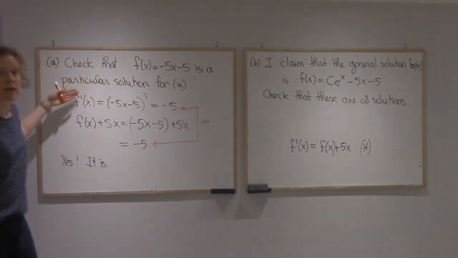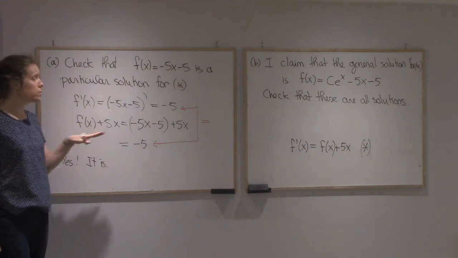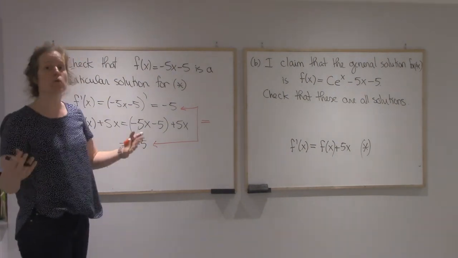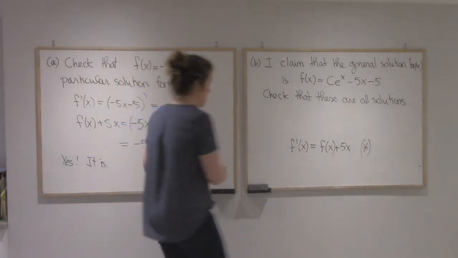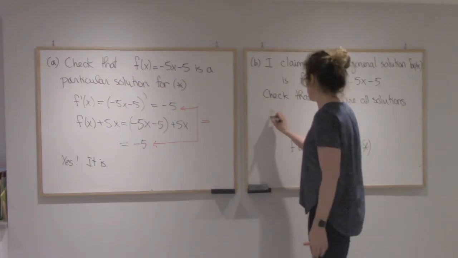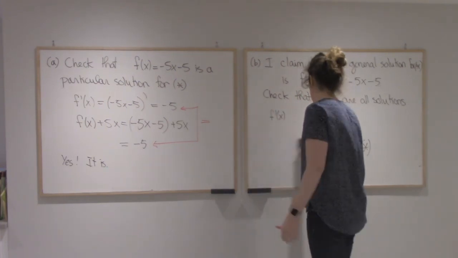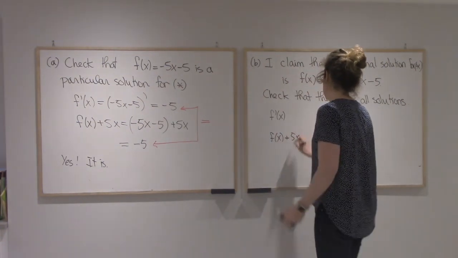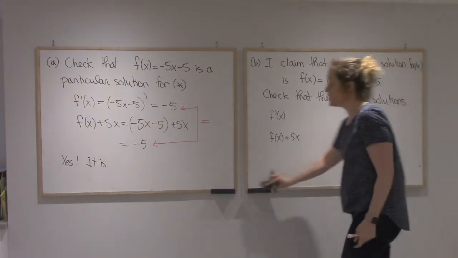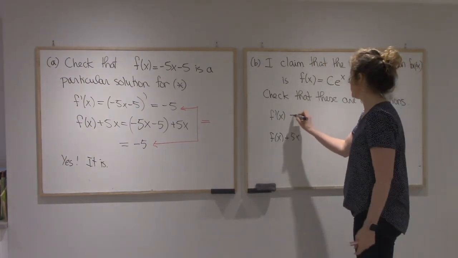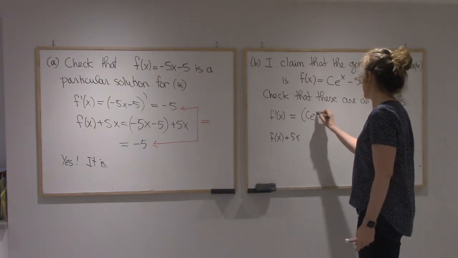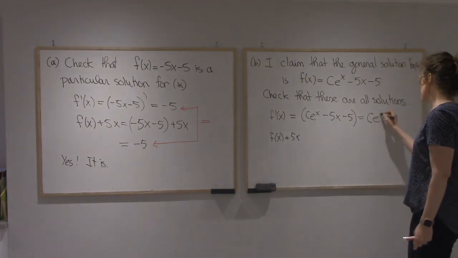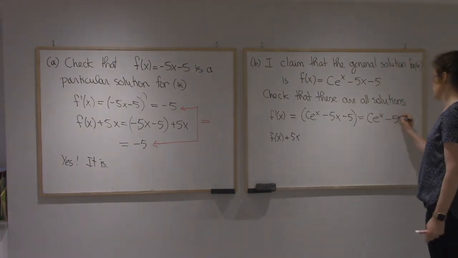So I'm going to do the same work I did here. I'm going to check that the two sides agree, except that instead of having one specific function, I'll have a constant c that I don't know, but hopefully will not get in the way. So I want to check what f prime is equal to, and I want to check what f of x plus 5x is equal to, and hopefully these two sides would agree. Alright, so c e to the x minus 5x minus 5, that's going to give me c e to the x minus 5. That's it.